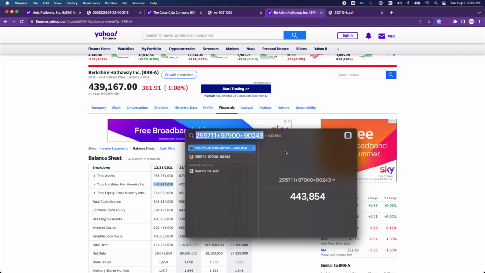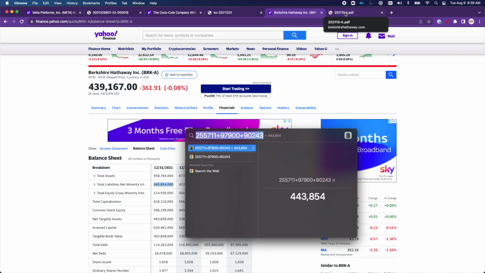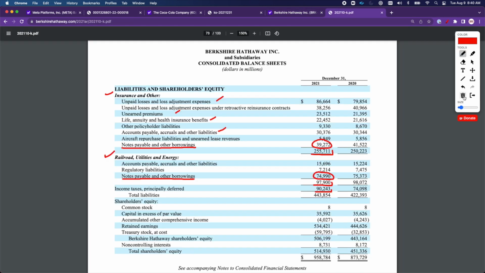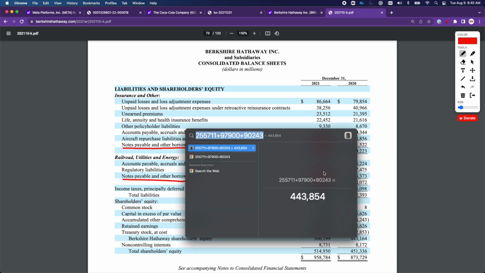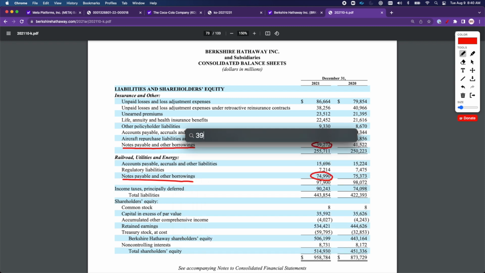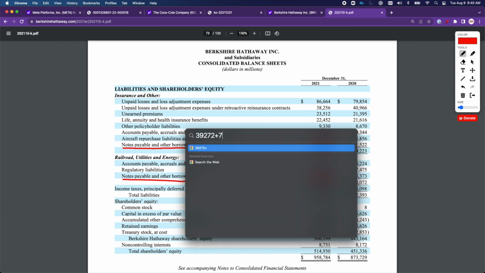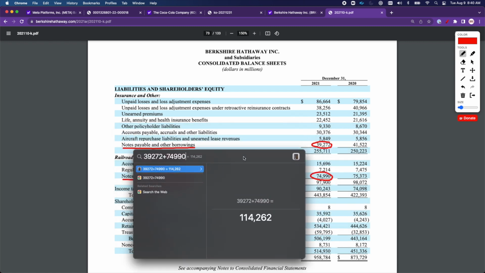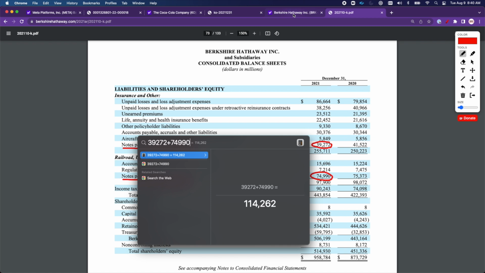All right, and then finally, to compute the debt, pretty much similar to what we did for Coca-Cola. Okay, to compute the debt, we only need the figures highlighted in red here, so 39,272 plus 74,990, and we have $114 billion. And then the net debt will be the total debt minus the cash and cash equivalents.